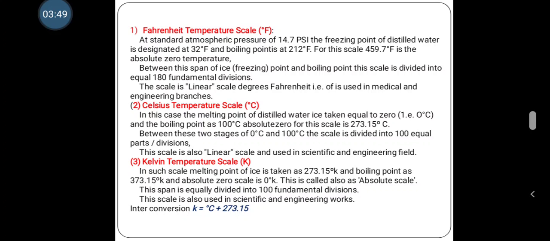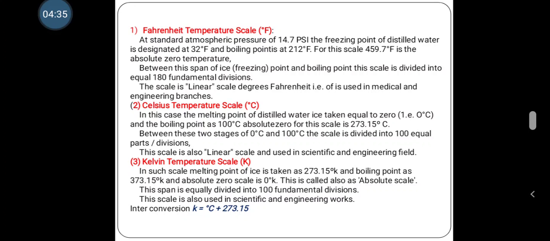Now the second one is the Celsius temperature scale, degrees Celsius. In this case, the melting point of distilled water ice is taken as 0 degrees Celsius. The boiling point is at 100 degrees Celsius, and absolute zero for this scale is minus 273.15 degrees Celsius. Between these two stages of 0 degrees Celsius and 100 degrees Celsius, the scale is divided into 100 equal parts or divisions. This scale is also a linear scale and is used in the scientific and engineering fields. Also it is used in the medical branches.